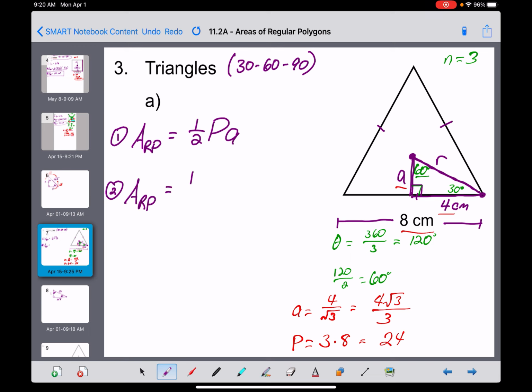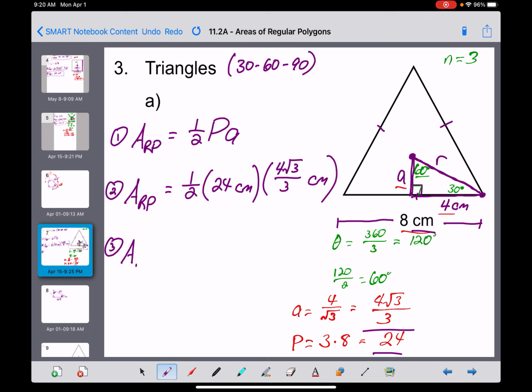Area of a regular polygon is 1/2. The perimeter we just came up with is 24. Looks like everything here is in centimeters. And the apothem we had to do some work on is this ugly number of 4 root 3 over 3 centimeters. Okay, now you guys should definitely go to your calculators right now. I'm going to try to guess what it would be here.